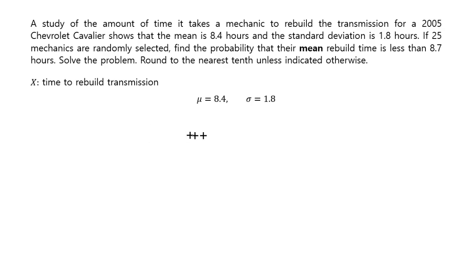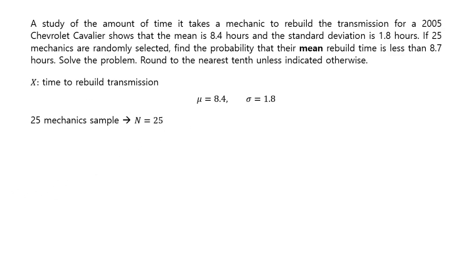Okay, and the hint is right here, the word mean. If you look at this again, it's the mean value of a sample, right? And the sample size is 25. Here n equals 25 is the sample size, and we're looking for the mean value. And that mean of a sample has a slightly different distribution than the original x, the original random variable.